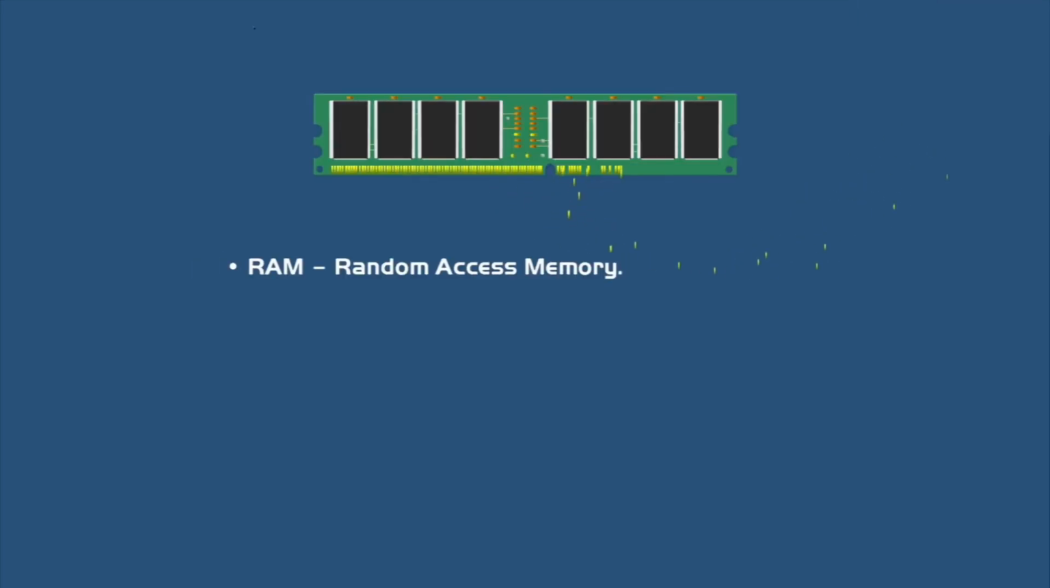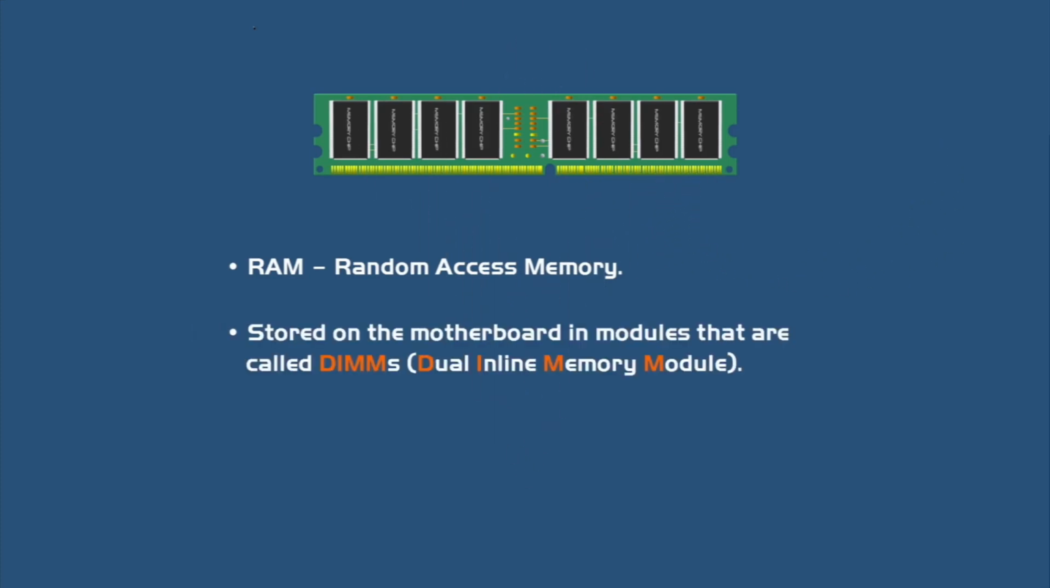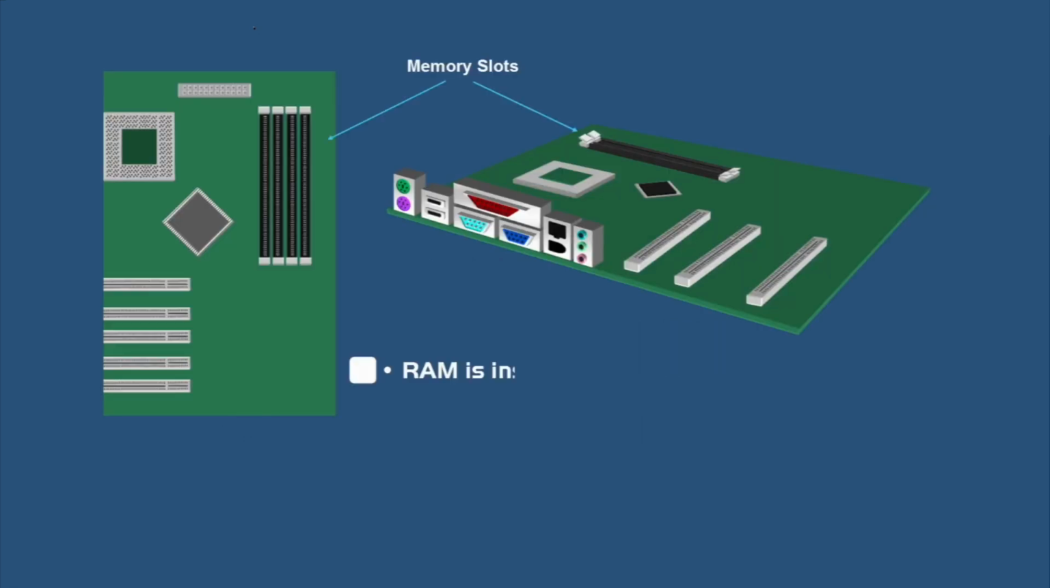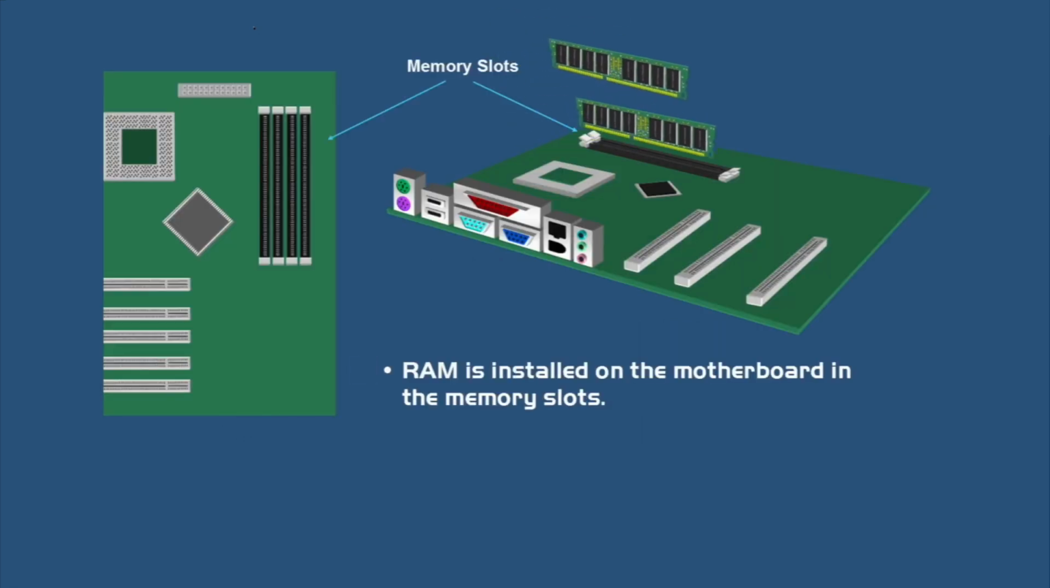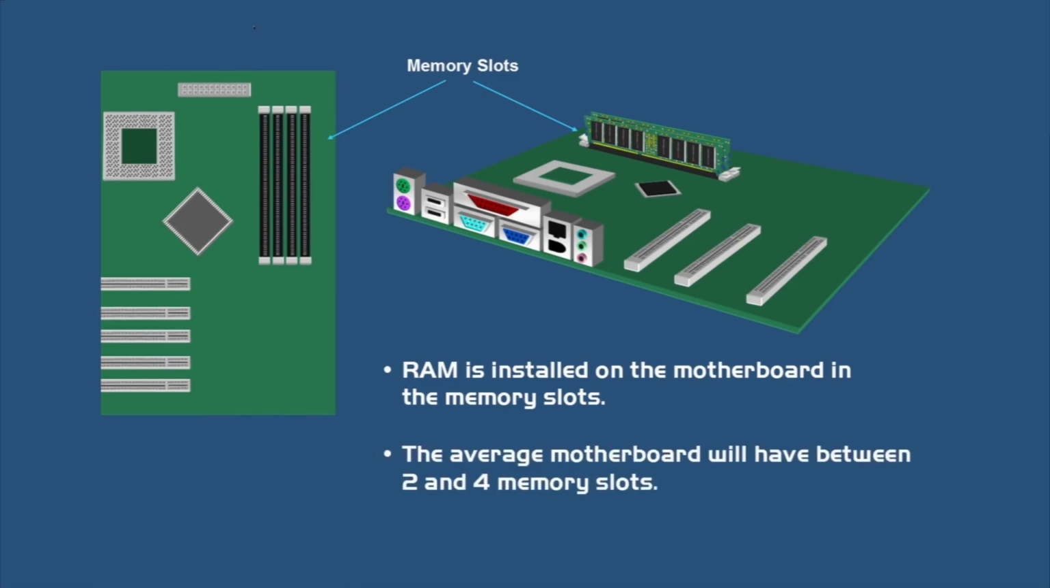RAM, short for random access memory, is an essential part of any computer. RAM is stored on the motherboard in modules that are called DIMMs. DIMM stands for Dual Inline Memory Module, because it has two independent rows of pins, one on each side. A DIMM memory module has either 168, 184, 240, or 288 pins, and the DIMMs are installed on the motherboard in the memory slots. A motherboard can have a various number of memory slots. The average motherboard will have between 2 and 4 of them.